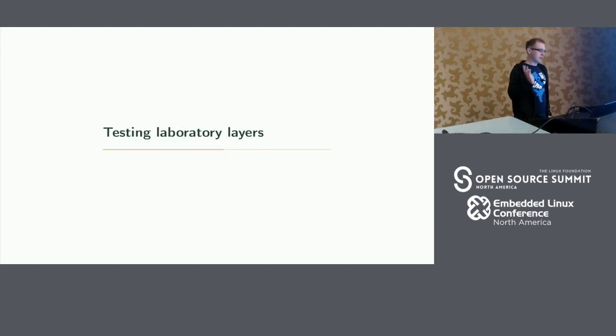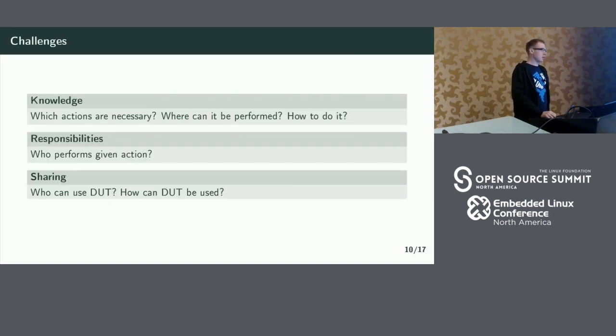As I said, we had some custom hardware, but we still wanted to make the software solution as generic as possible. So we asked ourselves a few questions. For example, which actions are necessary to be performed once a new issue arises or a new version of software is being published, or where these actions could actually be performed. By that, I mean the device under test that would be assigned for the specific task. Finally, how to do it. I mean, what actual actions on the device are required to perform relevant test plans.